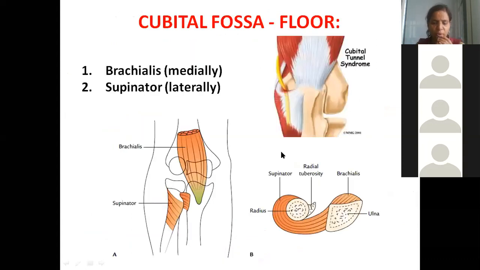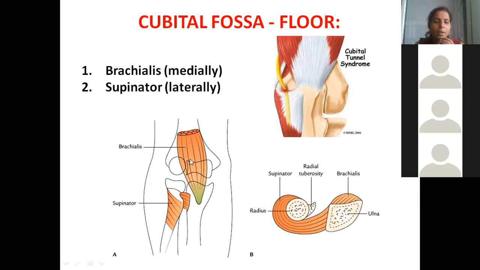Now coming to the floor. You have seen the roof, the medial boundary, the lateral boundary, the apex, and the base, right? Now let us see the floor. Try to recollect the dissection you did. Once you remove all the contents, then you will see the floor muscles.